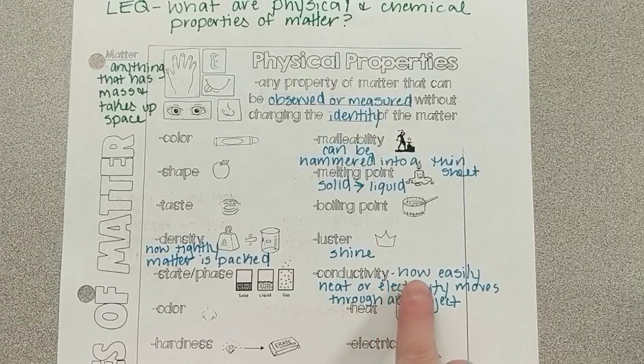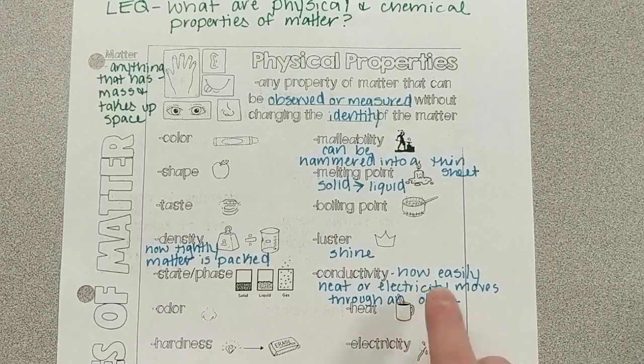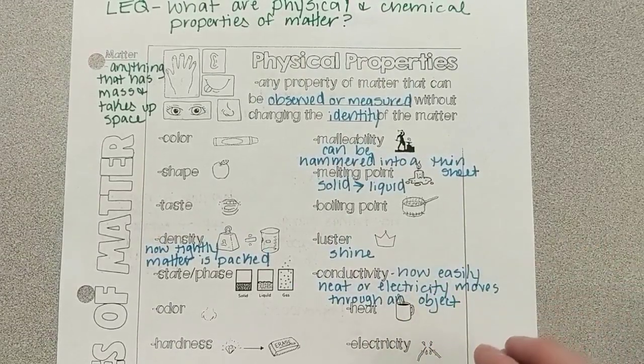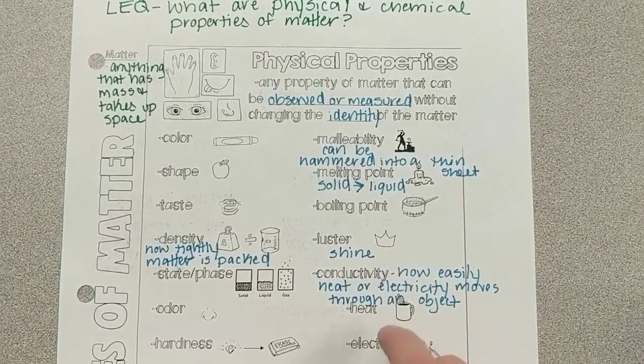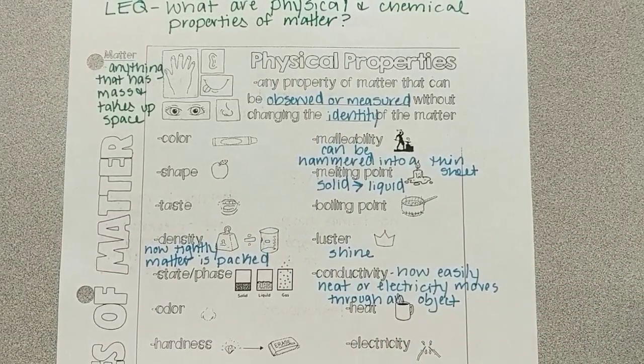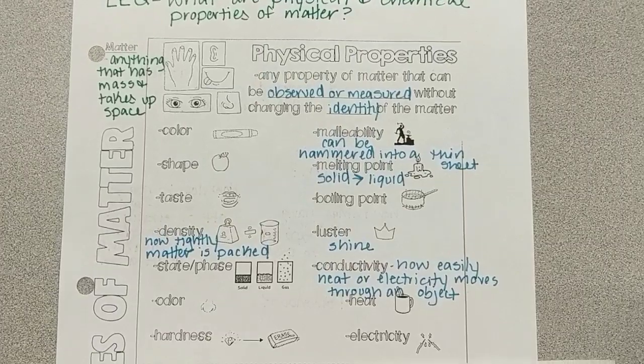Conductivity. So how easily heat or electricity moves through an object. Typically, things that are really conductive are going to be metals. Nonmetals or metalloids are not as conductive. So heat or electricity are things that are conducted.